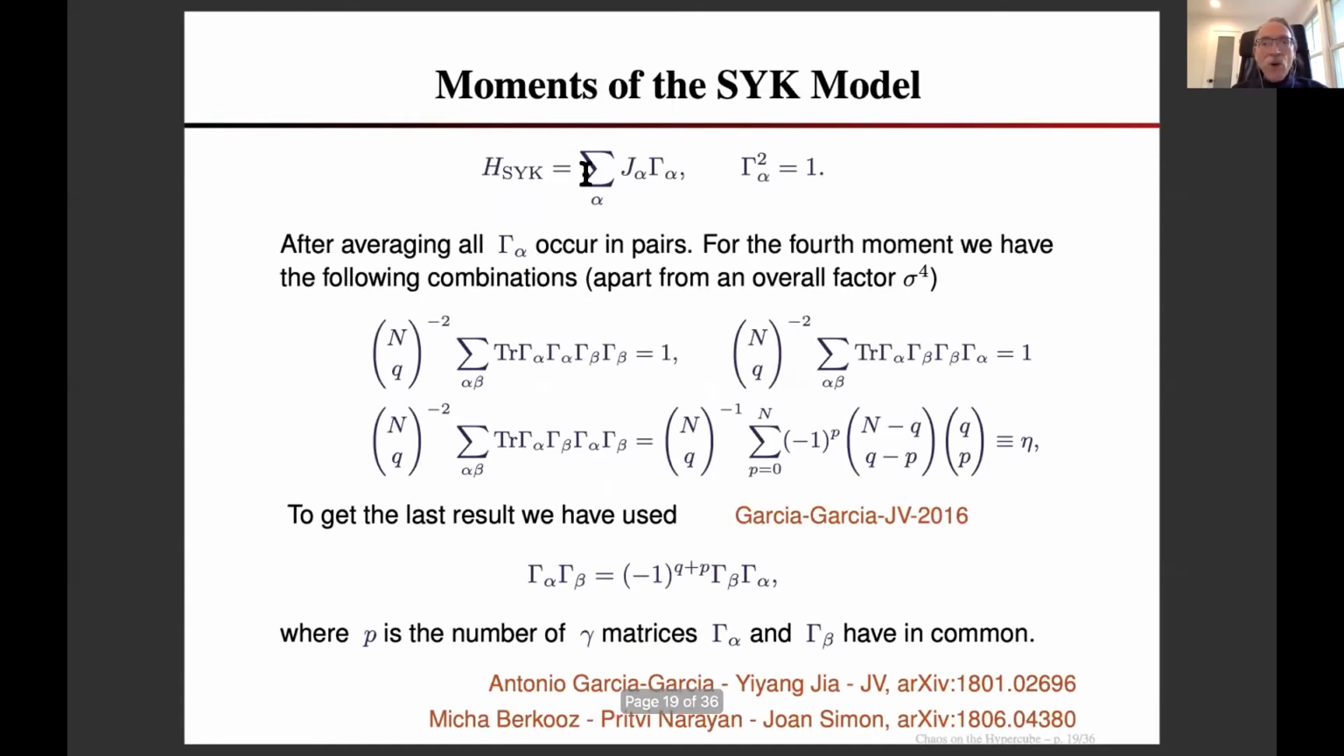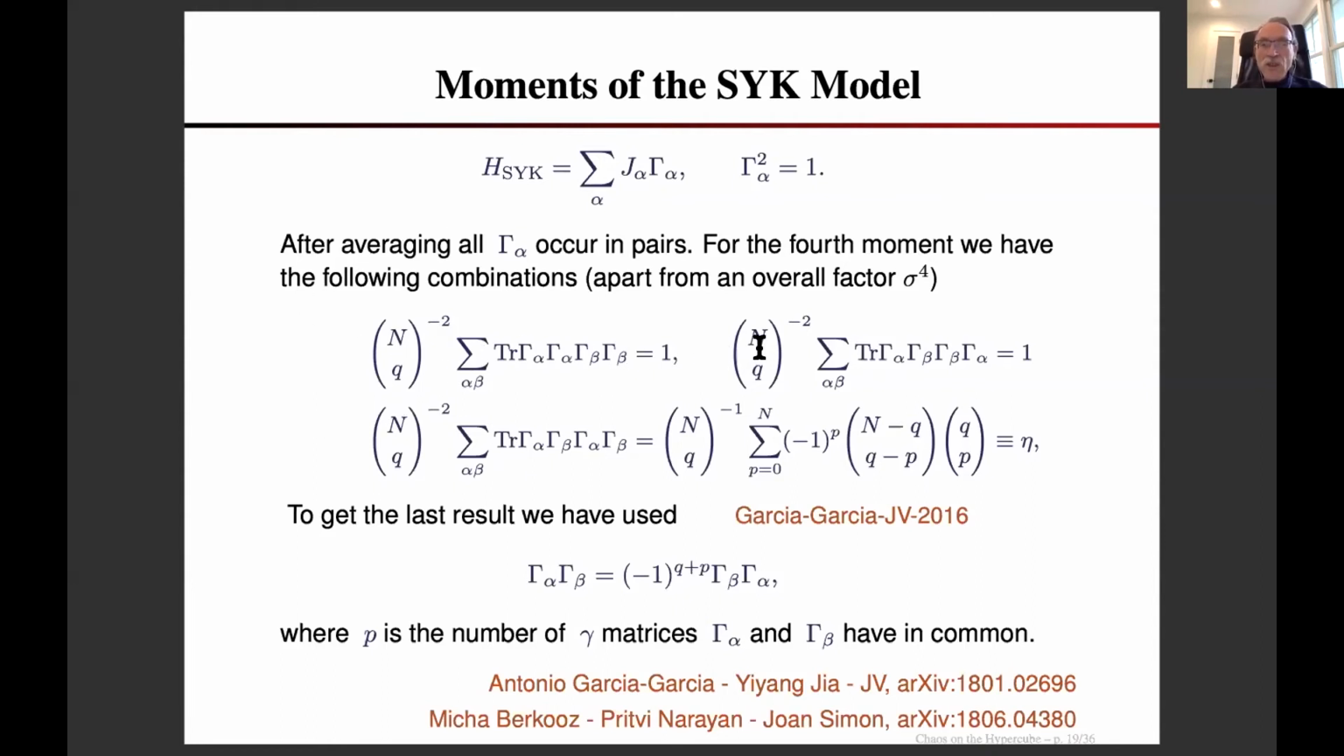In the SYK model, which is given by the sum of random couplings times products of 4 gamma matrices, which square equal to 1. When you average, you do Gaussian average, all gamma alpha occur in pairs. And for the fourth moment, you have 4 different combinations. Exactly as in the previous figure, we have gamma alpha, gamma alpha, gamma beta, gamma beta. Of course, that is equal to 1.